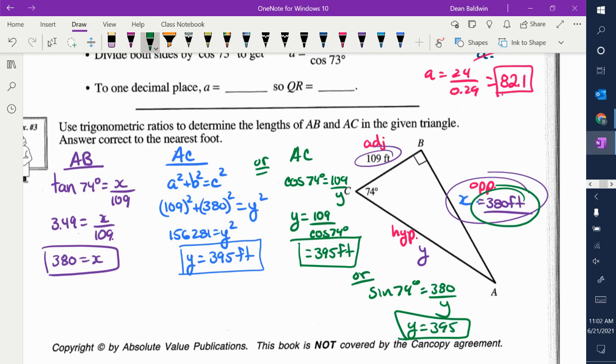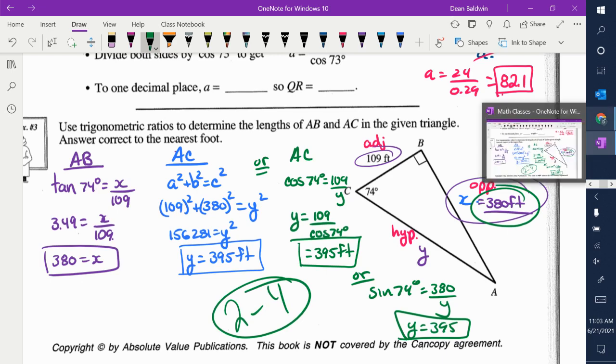Does that all come rushing back from grade 10 math? The good times that were grade 10? 2 to 4, please. And then we have one more thing from this lesson, and then that's it for today.